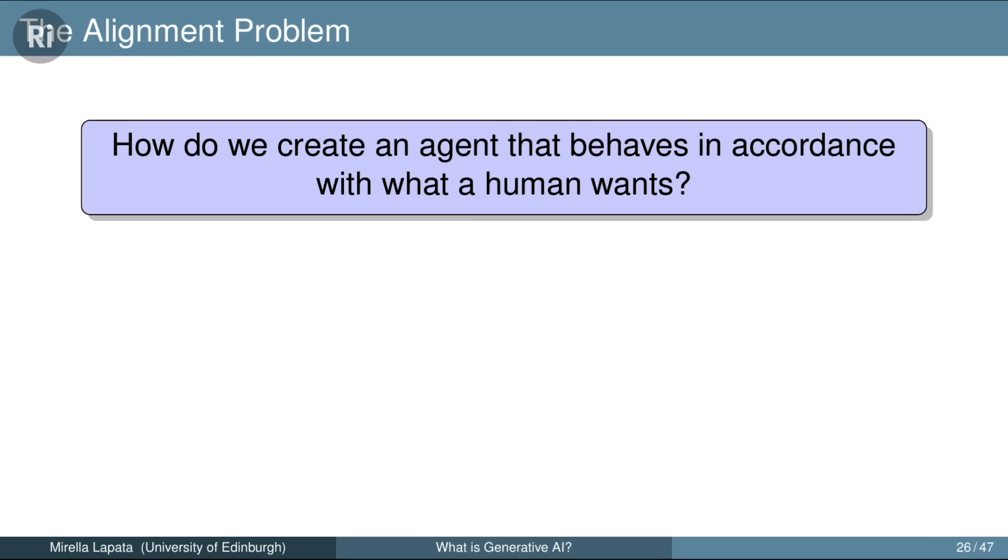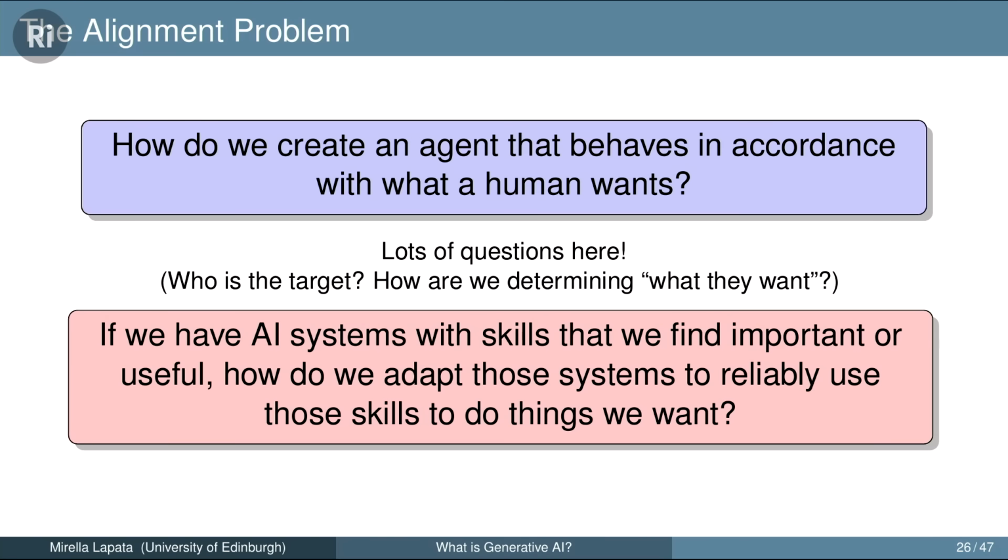But here's the problem. We have an alignment problem, and this is very important and something that will not leave us for the future. The question is, how do we create an agent that behaves in accordance with what a human wants? I know there are many words and questions here, but the real question is, if we have AI systems with skills that we find important or useful, how do we adapt those systems to reliably use those skills to do the things we want?